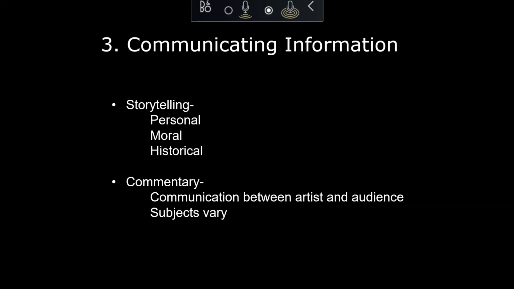Now, communicating information is number 3. When we're talking about communicating information, we can talk about storytelling in regards to it being personal, moral, or historical, and also commentary. And commentary, communication, oftentimes is between the artist and the audience. And those subjects can vary. They can, again, bridge over into these different purposes and functions quite easily.